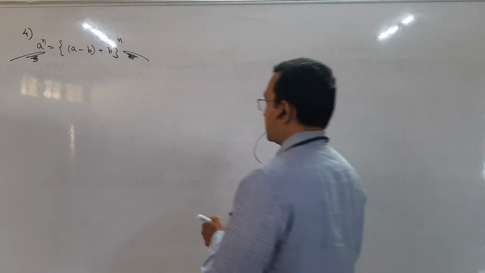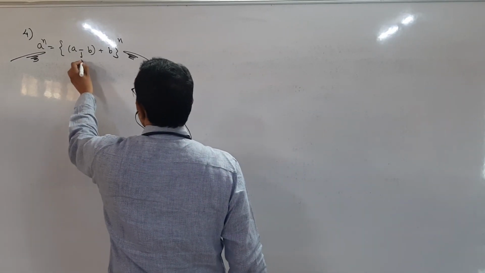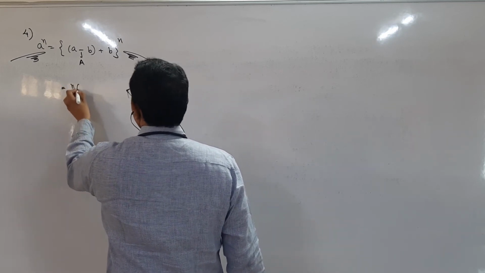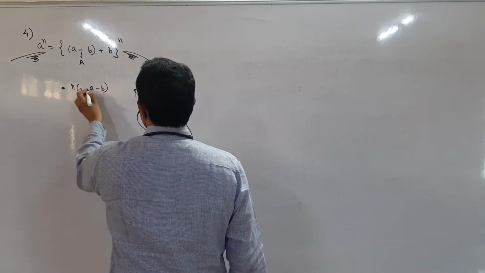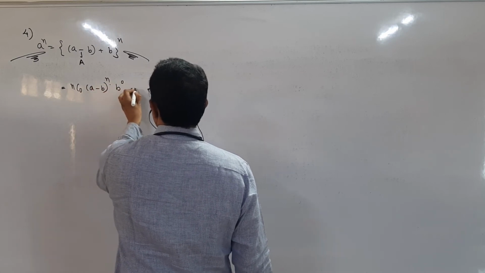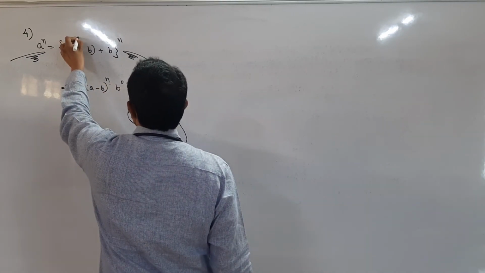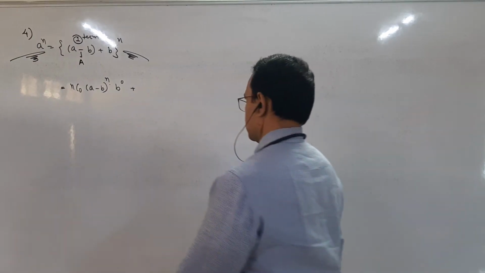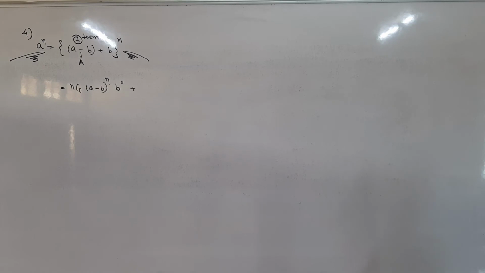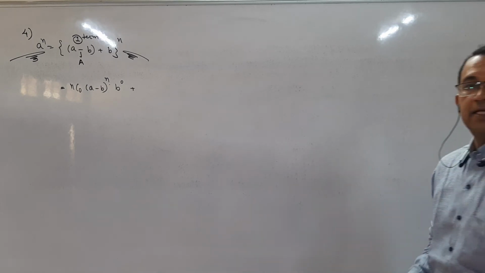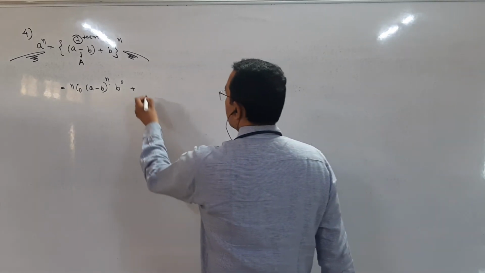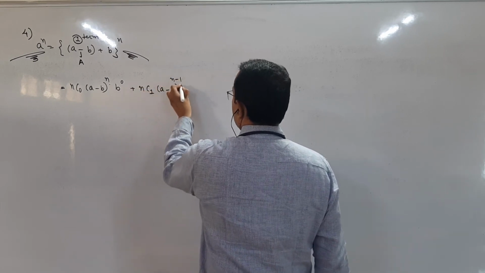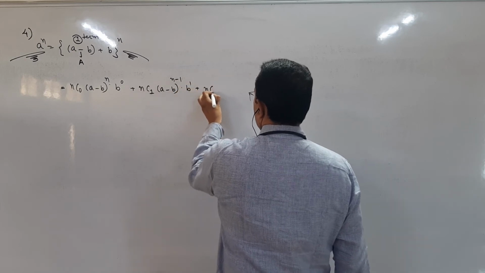Now this term I consider as capital A, and I go with the binomial expansion. So this will be nC0, a minus b raised to n, b raised to 0. This is considered as only one term. Instead of writing a raised to n, we are writing a minus b raised to n. Then nC1, a minus b raised to n minus 1, b raised to 1.